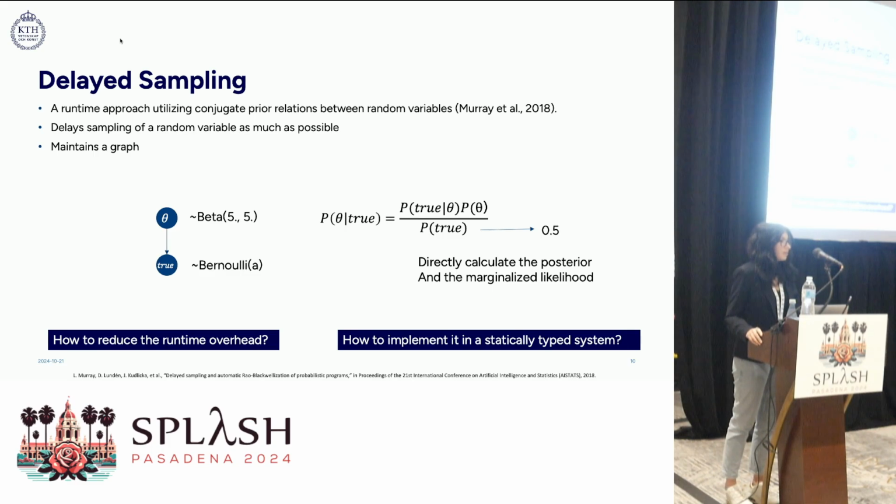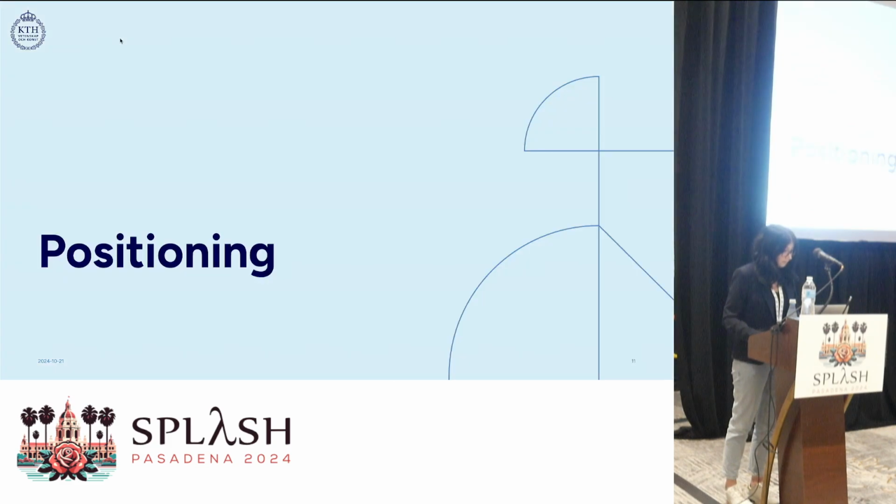But the problem is it's a runtime approach. So our first research question is how do we reduce runtime overhead? And the simple answer is why not try this at compile time? The second one is that the idea of delayed sampling is, if possible, we don't sample from it. It delays the sampling, but this means that we don't have the exact value for something, so it is not sampled yet. How do we then handle the type of that variable in a statically typed system?